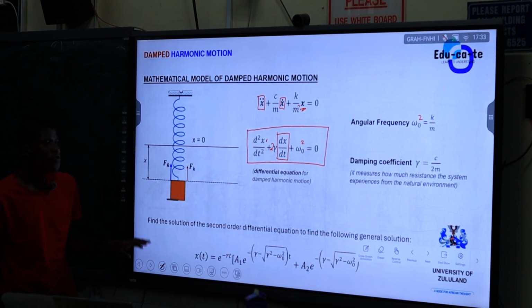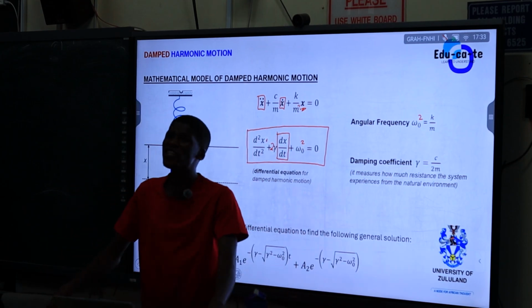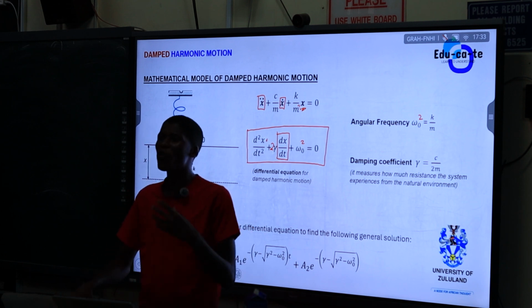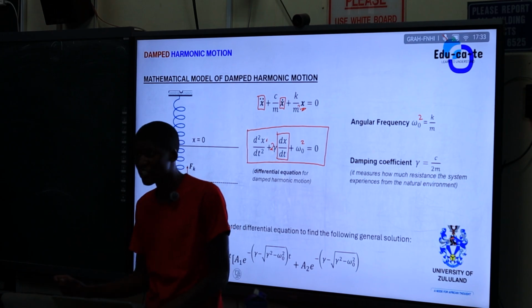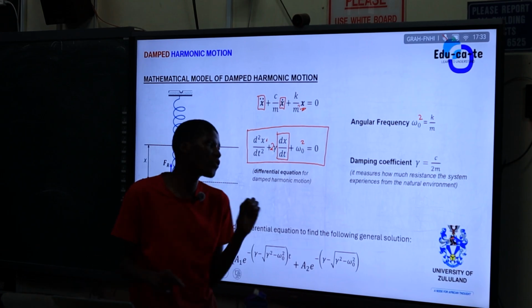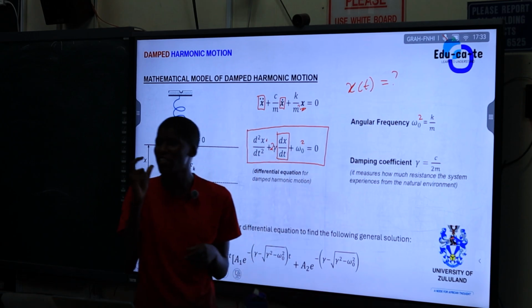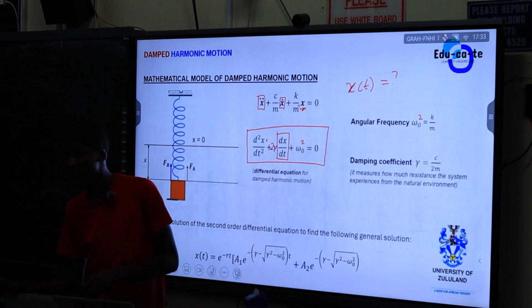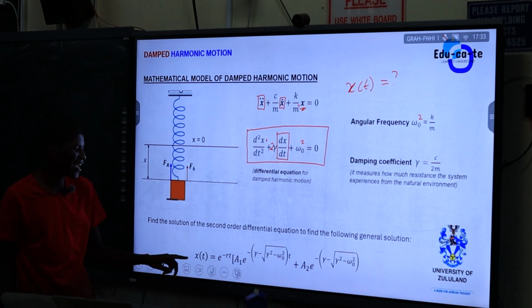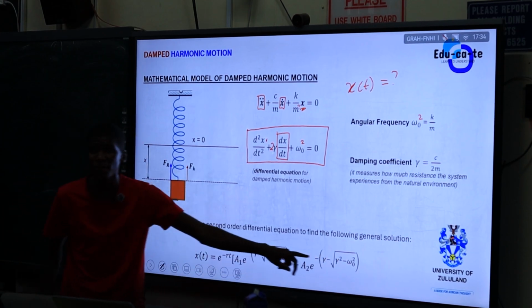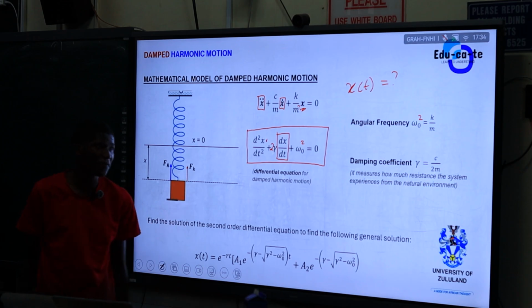So, when you find a solution to the differential equation, remember, why are we even doing this? How can we find the position of the block as a function of time in damped harmonic motion? Because we want to find the position at any given time t if the motion is damped harmonic motion. So we will solve for x and we're going to find that x at t is going to be given by this general solution. This is known as the general solution for the second order differential equation.